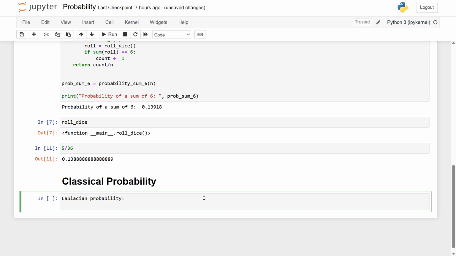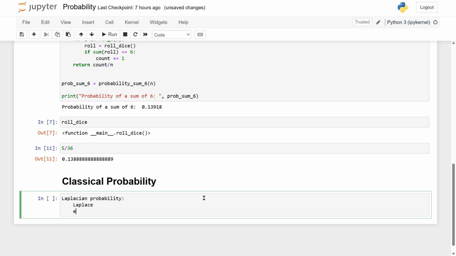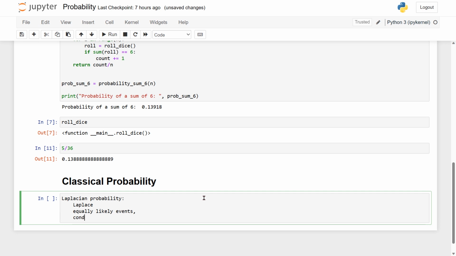So Laplacian probability is named after Laplace, and he brought up equally likely events, and he also got the conditional probability, very important. Just for your reference for a later stage, conditional probability is the probability of an event given some other event has already occurred. Okay, that's what conditional probability is.